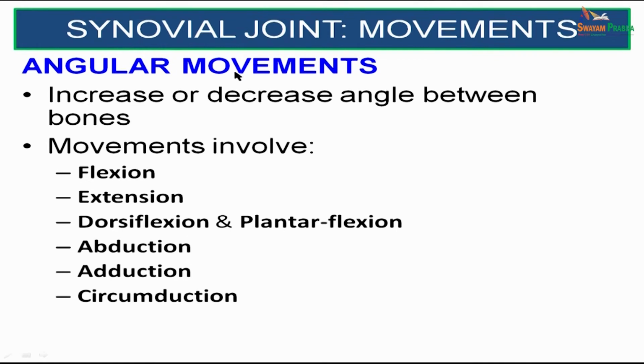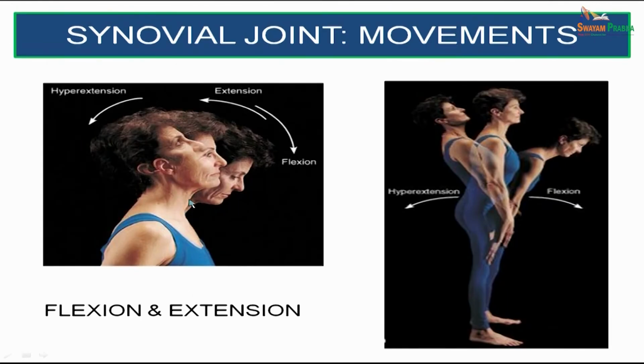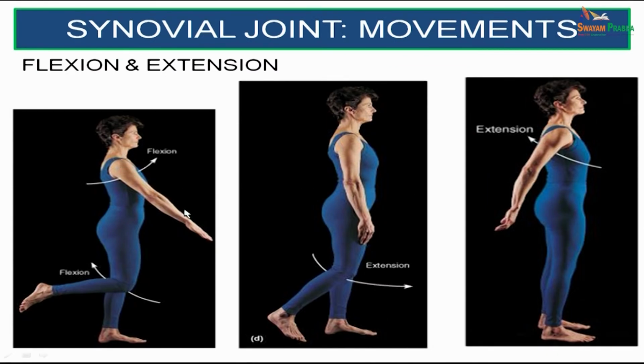Then angular movements. In angular movements, there is always an increase or decrease of angle between the concerned bones. Therefore, we may have the movements flexion, extension, dorsiflexion, plantar flexion, abduction, adduction, and circumduction. These are the movements which are angular in nature. So, looking at the pictures, we can see this movement in which the angle between the face and the chest is decreased. This is flexion. Then we have extension. Then we have flexion of the upper limb. We have flexion of the lower limb. We have extension of the lower limb and extension of the upper limb.